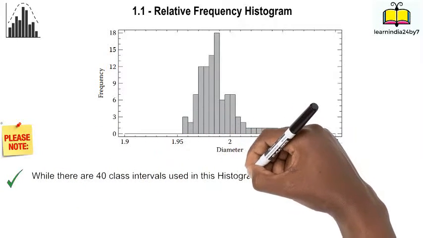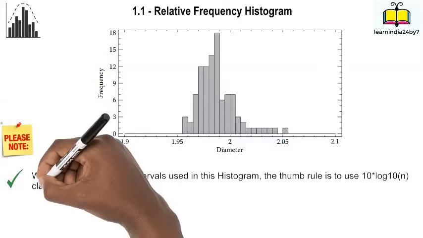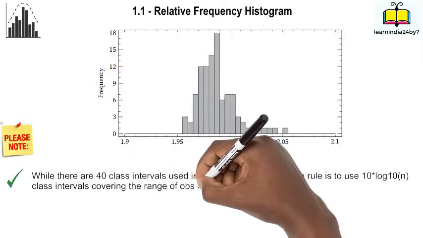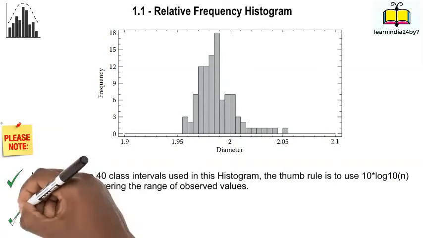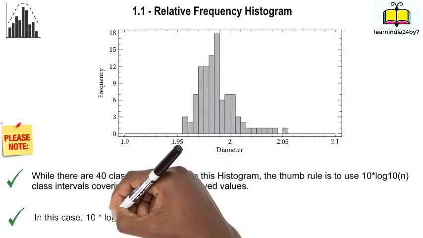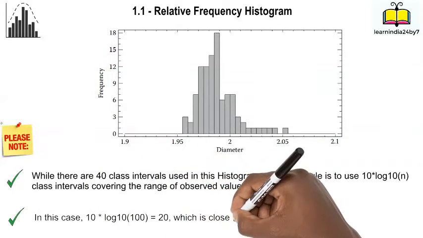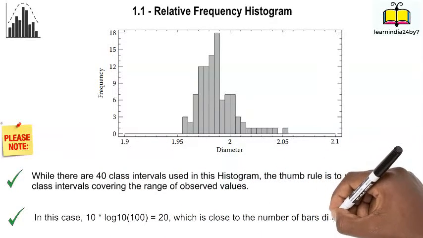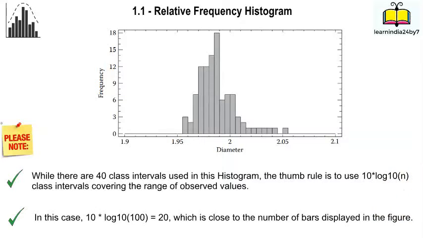While 40 class intervals are used in this histogram, the thumb rule is to use 10 times the logarithm of the sample size as the number of class intervals covering the range of observed values. In this case, 10 times the logarithm of 100 comes to 20, which is close to the number of bars displayed in this figure.